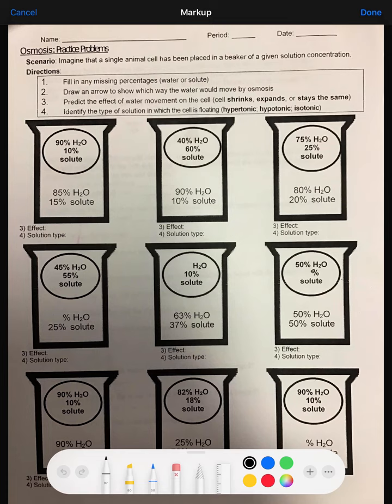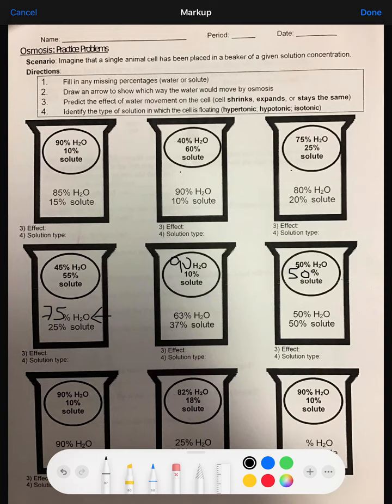So the first thing we're going to do is look to see if you can fill in any missing percentages. This first one doesn't have any missing. The second one doesn't have any missing. But right here, you can see that there is a missing percentage. Everything inside of the cell should equal 100%. Everything outside of the cell should equal 100%. So you'll do 100 minus 25, so we will have 75% H2O. Then right here, it'd be 90 to make 100, to have 50. Okay, so you'll do that for both pages, okay?